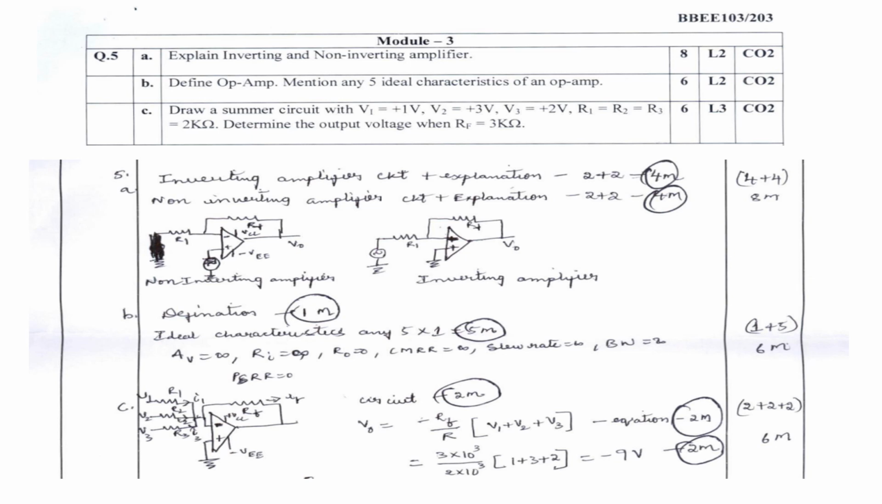And C question is you have to draw the summer circuit. So see how the summer circuit is drawn, and you have to find the output voltage V0, that is minus RF by R, into V1 plus V2 plus V3. So substitute the values inside that and get the required answer. So the equation carries 2 marks, circuit diagram carries 2 marks, so totally 4 marks, and substituting and getting the exact answer carries 2 marks, so totally it is of 6 marks.